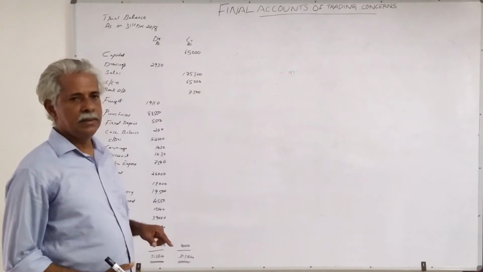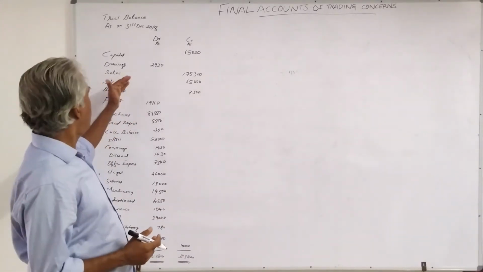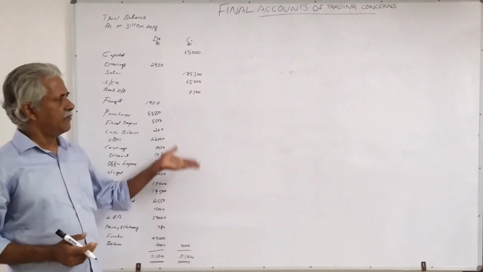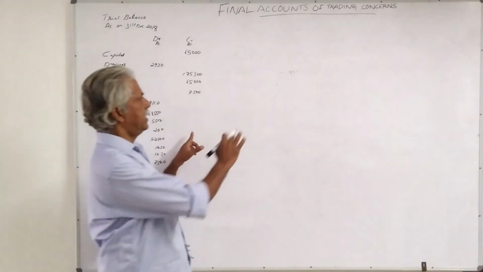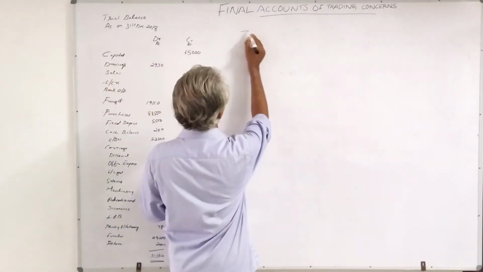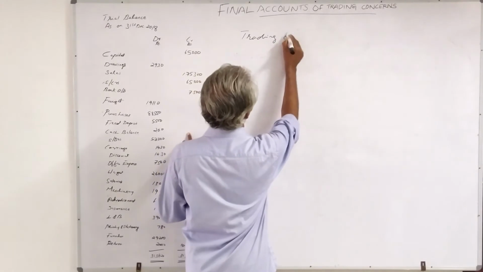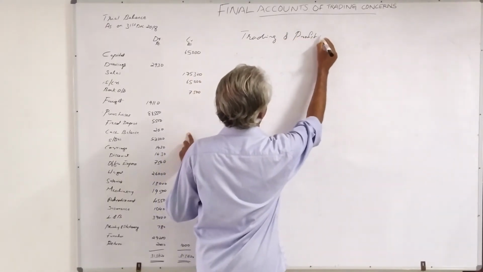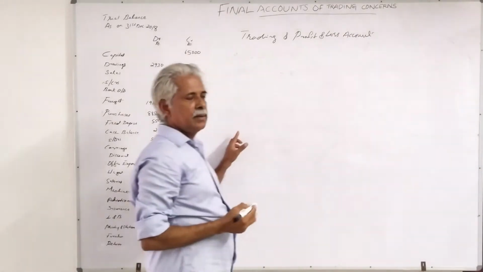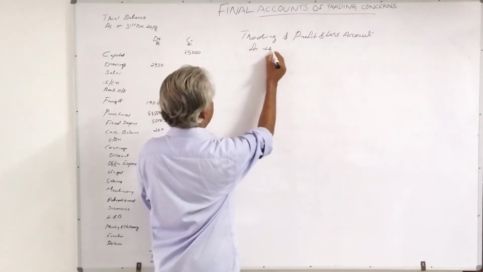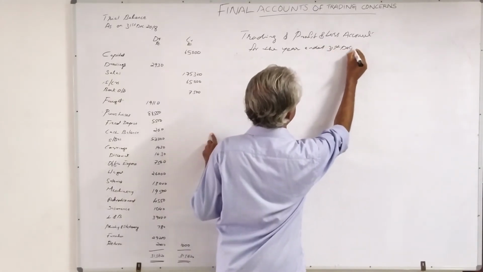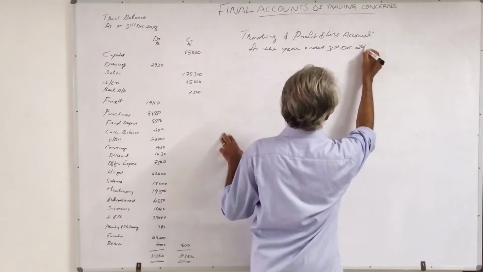Let us work out this particular question where we are provided with a completed trial balance from where we are required to prepare trading and profit and loss account and balance sheet. The first one is trading and profit and loss account for the year ended 31st December 2008.